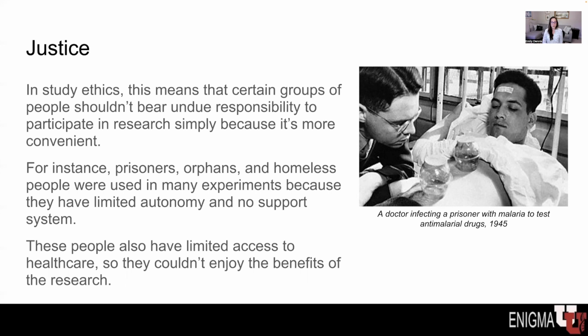So broadly what justice means is that one group of people shouldn't have to participate in studies for another group of people to benefit. We should all benefit from research. And if someone stands no chance of benefiting from some research, they should not be in the study.